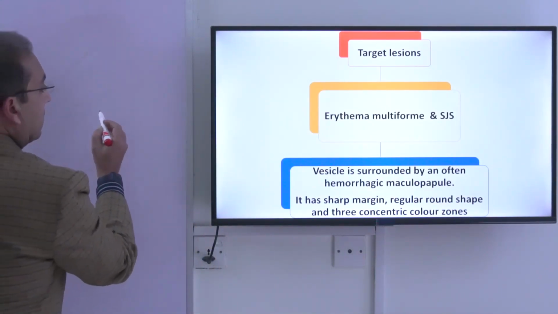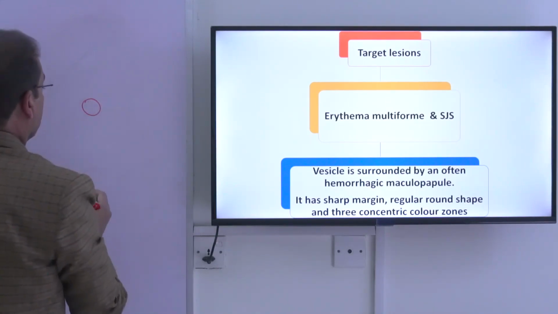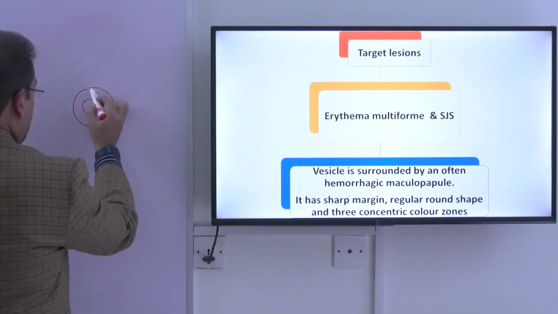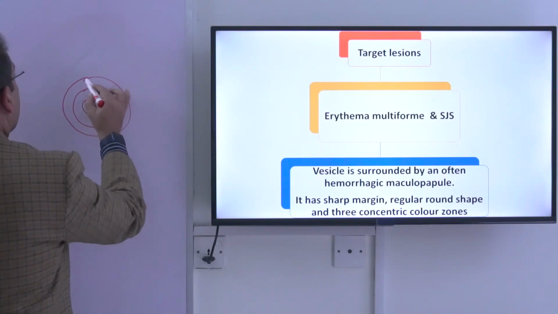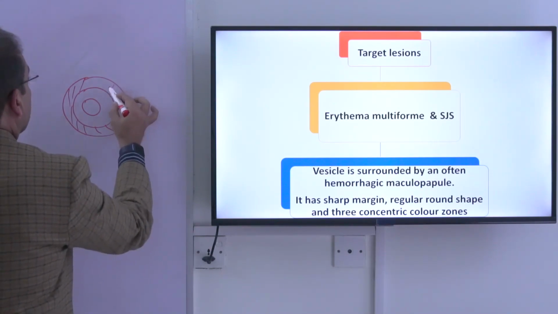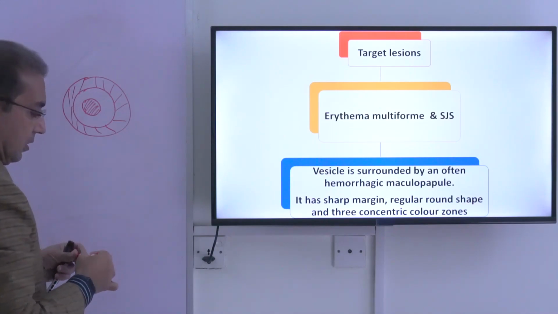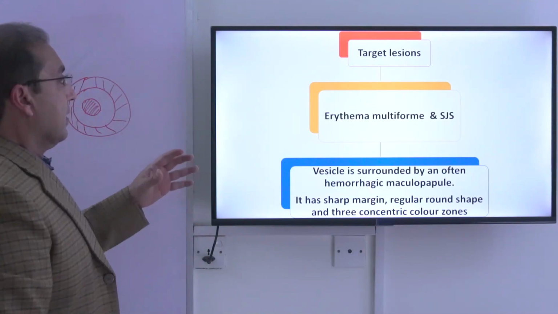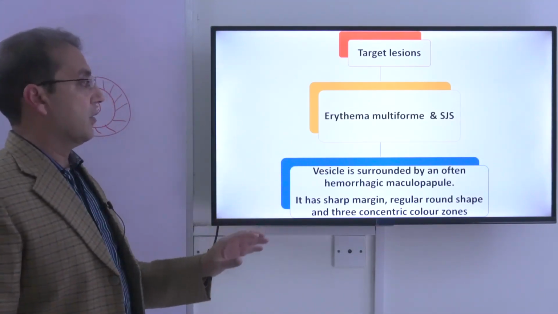Now we see there is a central area, and then you've got a pale area, and then surrounding it is a pinkish zone of hyperemia. So this is what we see when we see a target lesion. So this is a feature of erythema multiforme and Stevens-Johnson syndrome.